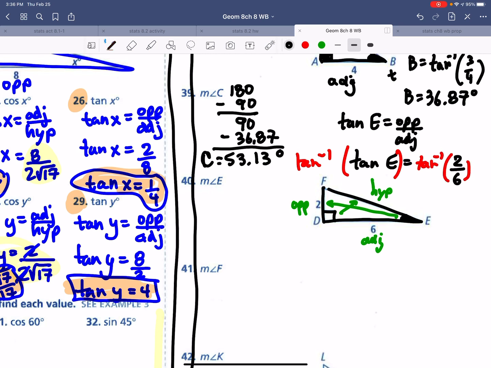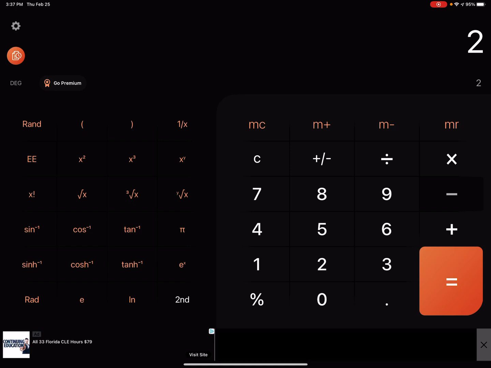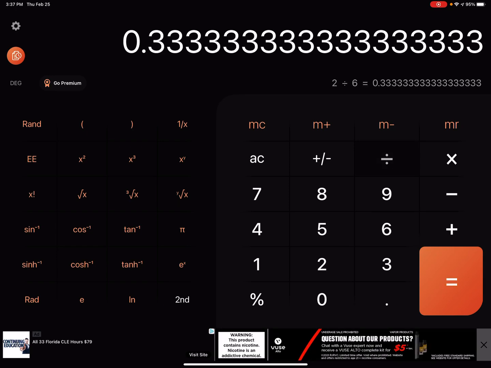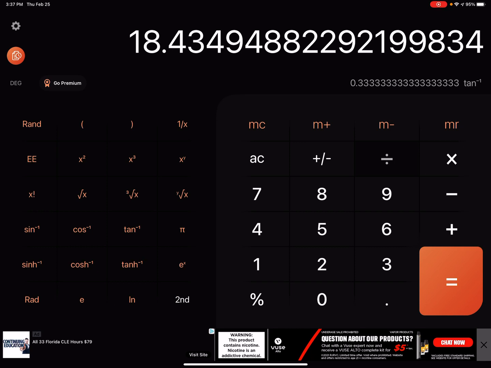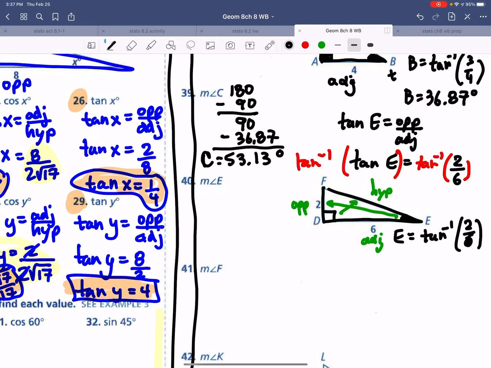Nice. So what do I have here? On the left, I have E, or the measure of angle E, has to be equal to the inverse tangent of 2 over 6, or 1/3. So what is 2 over 6? That's 1/3. And make sure your second button's on. Inverse tangent, 18.43. So the measure of angle E is 18.43.